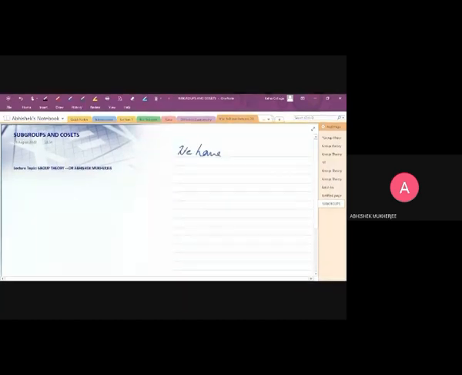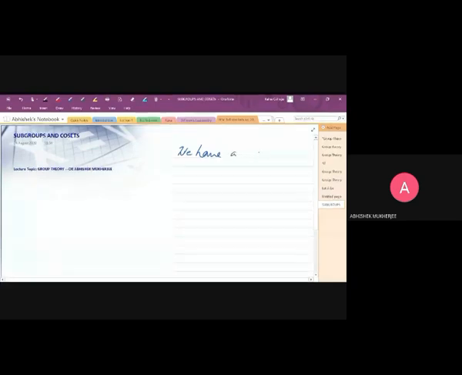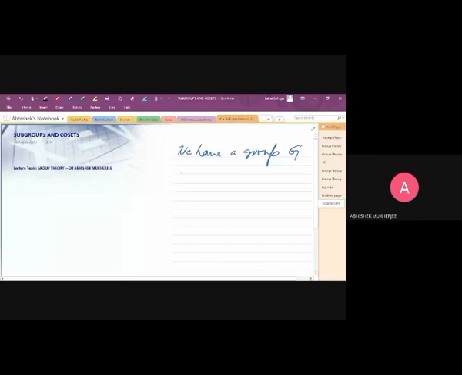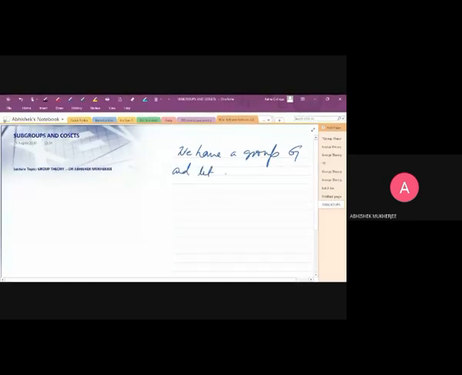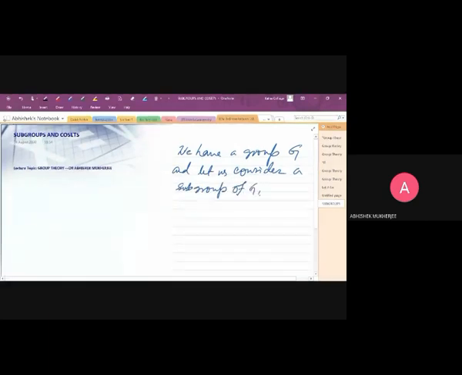We have a group G, and let us consider a subgroup of G, say H, right?